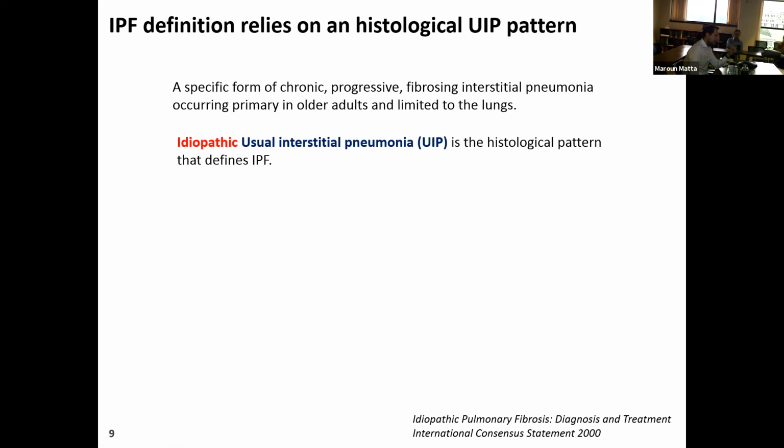You don't always need a biopsy, but what you're going to try to do is use the CT as a surrogate for this biopsy, so you don't have to biopsy everybody. But that UIP pattern is what defines IPF. And I like to talk about what that UIP pattern is. When people send you a biopsy report, you want to make sure it makes sense what they're talking about.